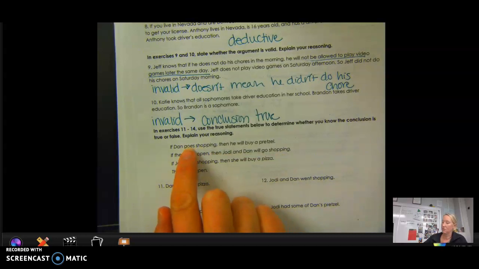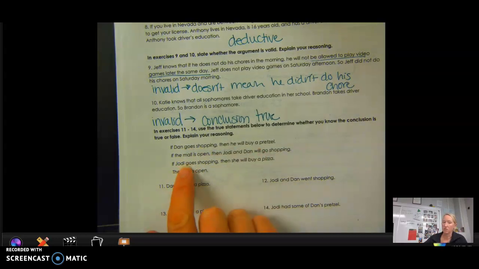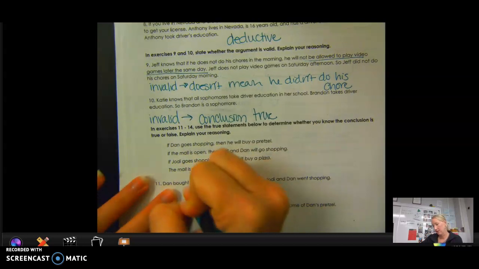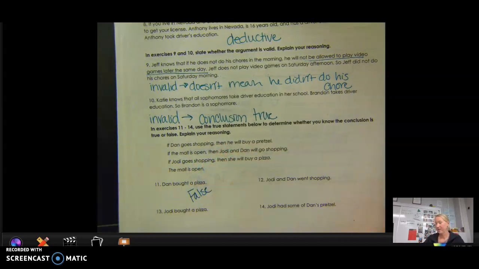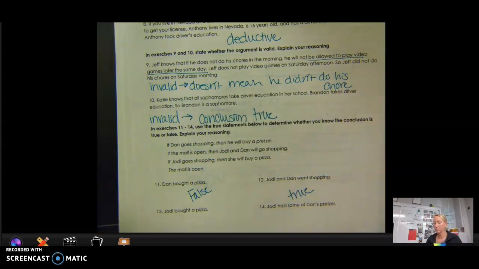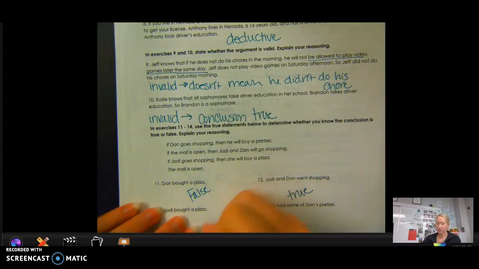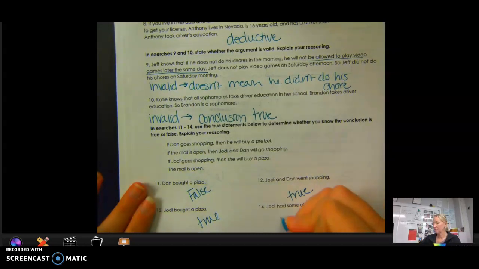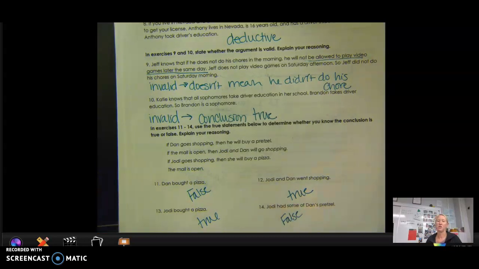That means that Dan went shopping and he buys a pretzel. That means Jody goes shopping, she buys a pizza. Did Dan buy a pizza? No, that's false. Jody did. Jody and Dan went shopping. That would be true because the mall is open. Jody bought a pizza. That is also true. Jody had some of Dan's pretzels. That's false. It could be true, but we don't know it. There's nothing telling us for sure that that is what's happening.